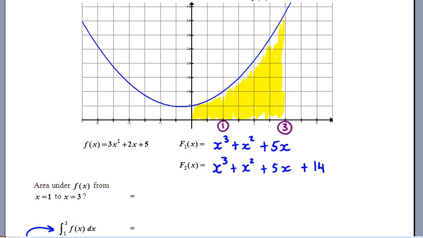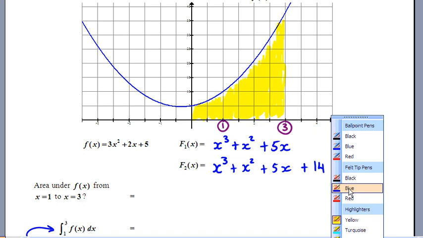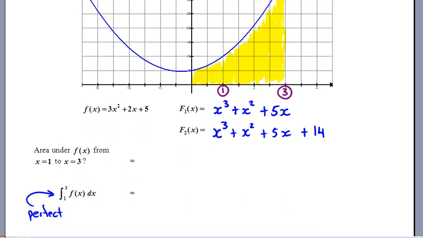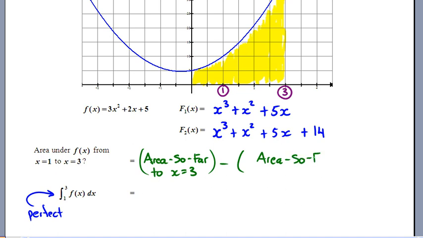But if they do that, they've actually accumulated too much area, because they might have started at 0. But that's okay. I could just ask them, well, how much area had you accumulated by the time you got to 1? So my general plan is just going to be this. I'm just going to say to them, would you mind telling me the area so far to x equals 3? And then I'm going to subtract from that the area so far to x equals 1.